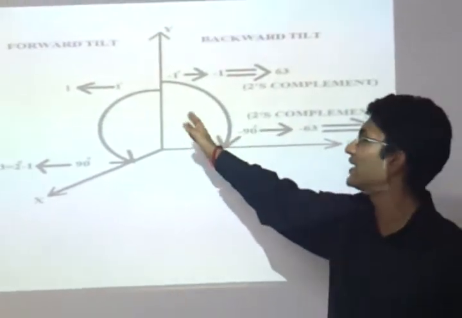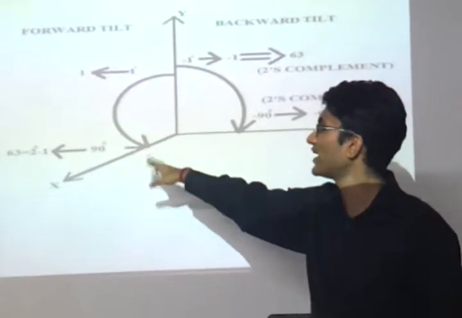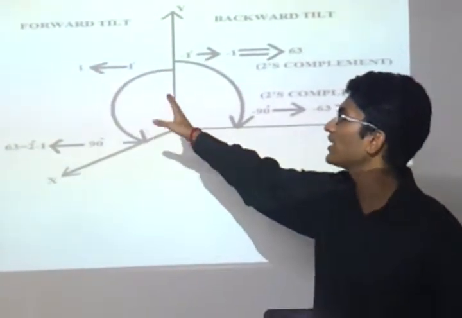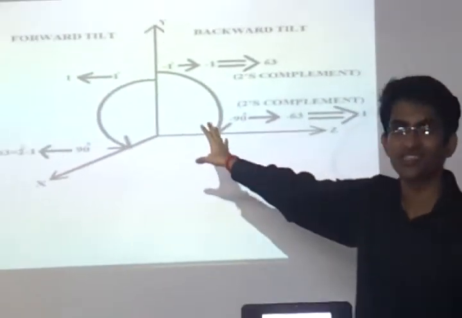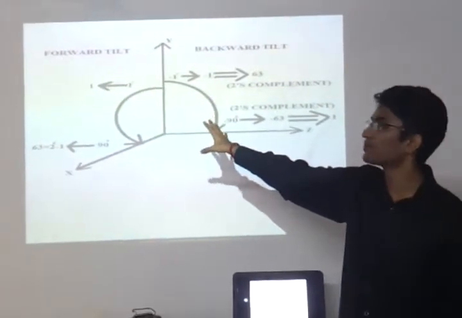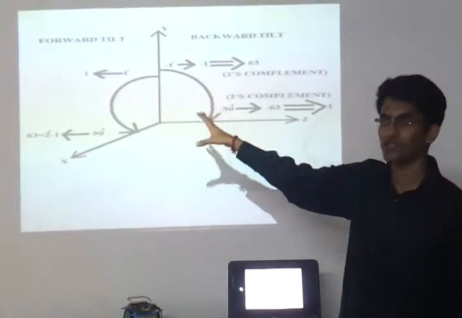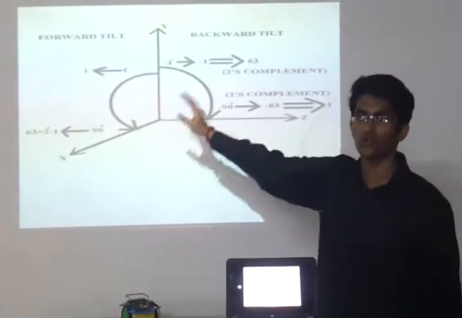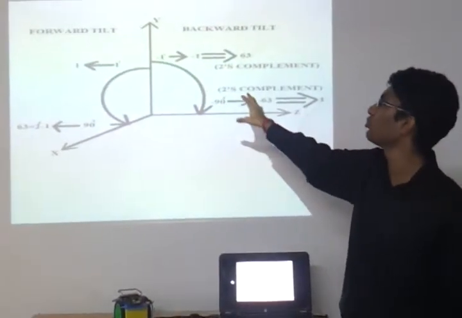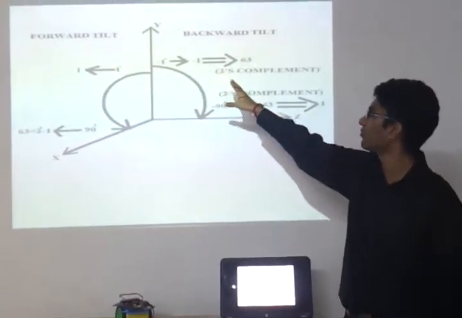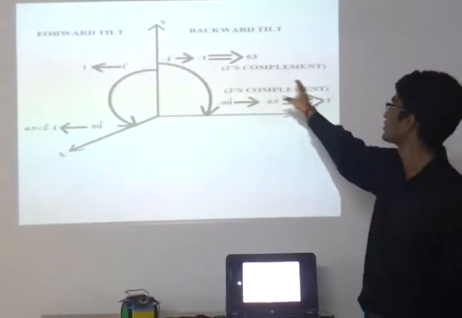For forward tilt, I have taken positive tilt. It ranges from 1 degree to 90 degrees. The corresponding count for y out will be 1 to 63. The acceleration sensor output is 7-bit, and the MSB bit is for read and write operations. The remaining is 6 bits, that is 2 power 6, 64. So we have counts from 0 to 63. For backward tilt, we have minus 1 degree to minus 90 degrees, that is the count will be from minus 1 to minus 63. That is, the corresponding complement is 63 to 1.